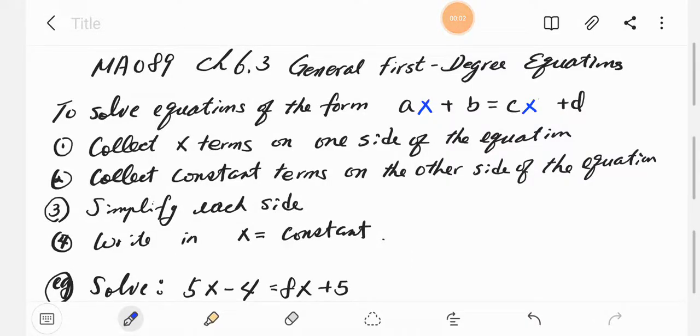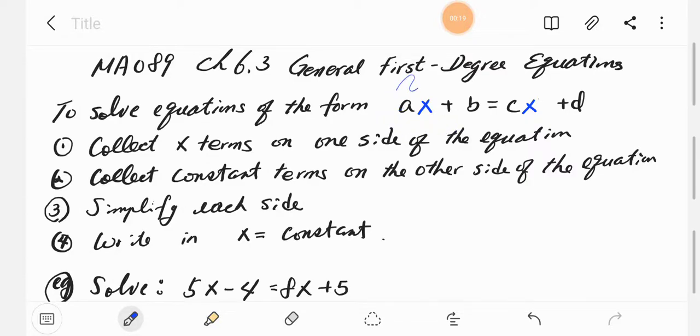MA089, Chapter 6.3, General First Degree Equations. This means there's an equation, but the variable x has exponent 1. And in this case, the equation is in this form.